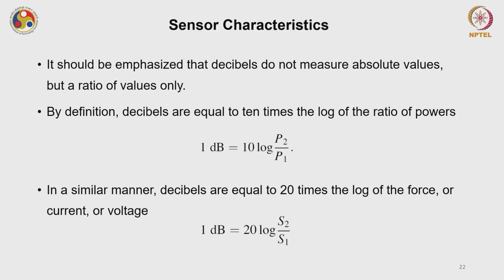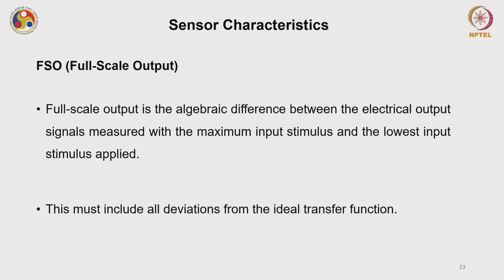So usually for a larger dynamic range, the data is represented in dB, decibel. By definition, decibels are equal to 10 times the log of the ratio of powers: 1 dB is equal to 10 log P2 by P1. In a similar manner, decibels are equal to 20 times the log of force, current or voltage: 1 dB, depending on the signal, is 20 log S2 by S1. So I think span is clear to you.